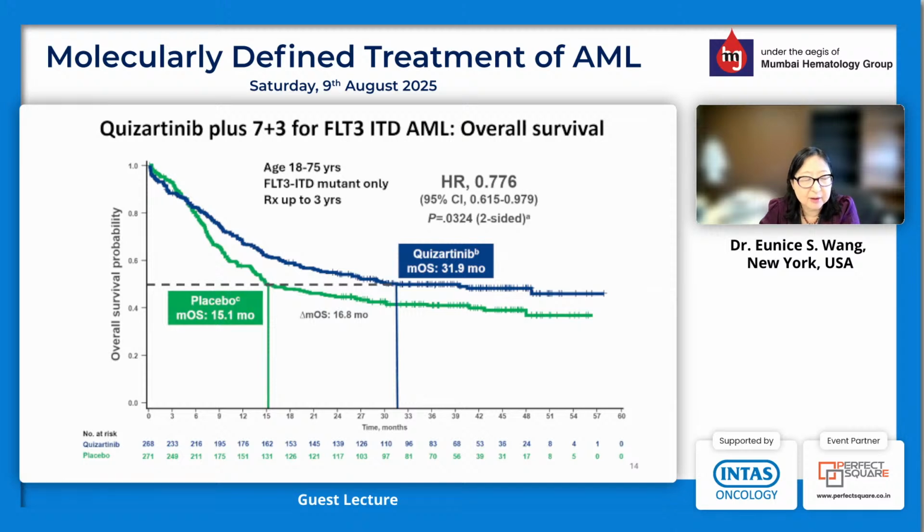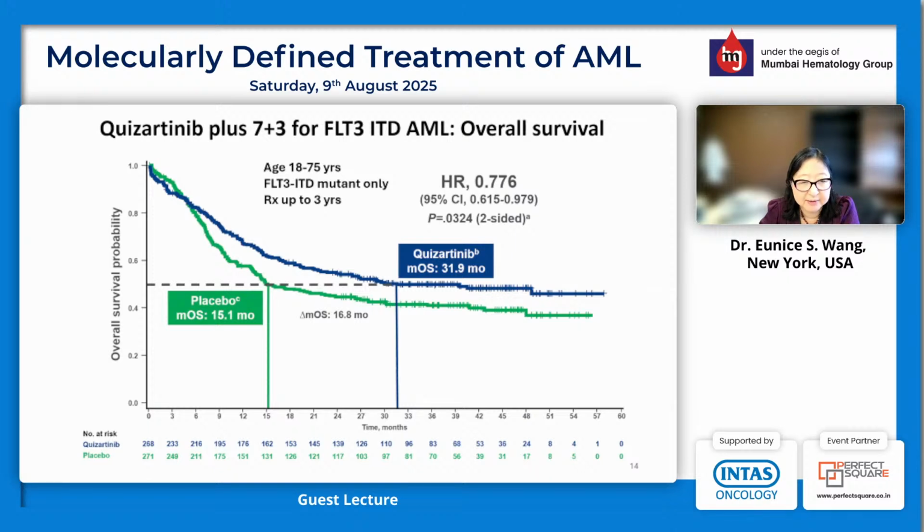We now have quizartinib. Quizartinib is a second generation inhibitor that inhibits only FLT3 ITD, so it's a type 2 receptor tyrosine kinase inhibitor. In the prior study, we had looked at younger patients, ages 18 to 59. In this study, the QuANTUM-First study, the age range was broadened to 75, and treatment with quizartinib was extended for up to 3 years. And you can see here again, a similar design: 7+3 plus quizartinib, consolidation with high-dose cytarabine, followed by quizartinib maintenance.